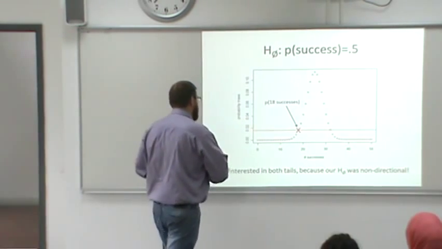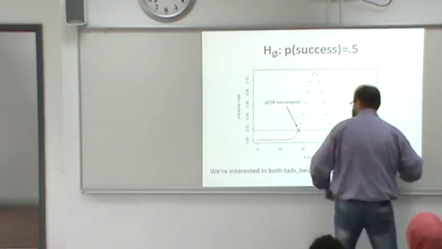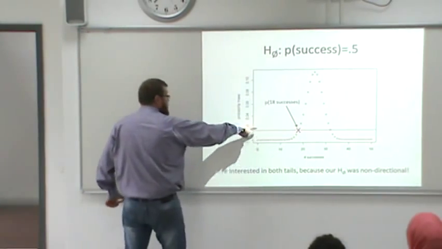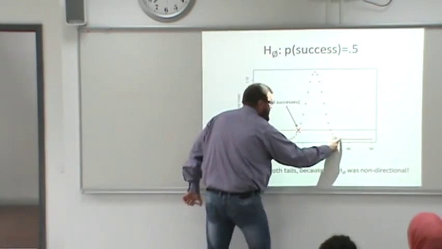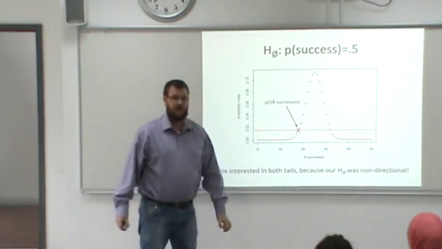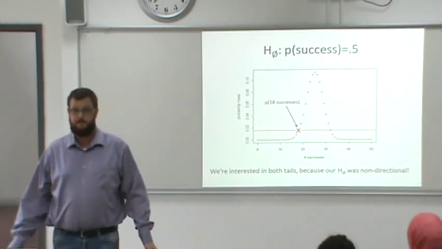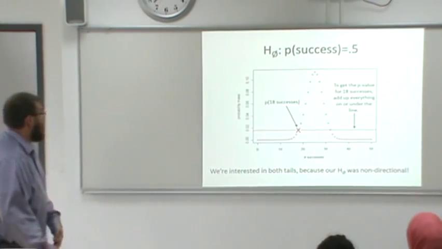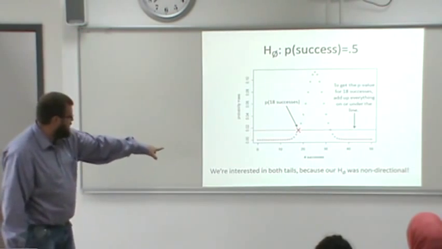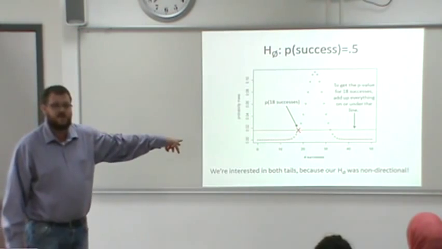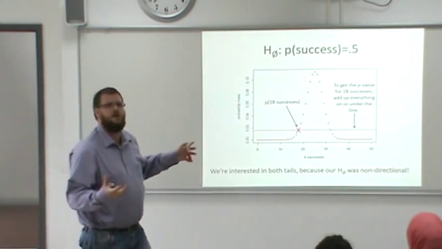20, 19, 18. So this is the probability of getting 18 successes, right? If we draw a line through this probability, we can add up basically all of the probabilities that are beneath that line to get the p-value. This is what we did on Friday, right? So we're just going to add up everything on or under the line. Now, we're interested in both tails because our null hypothesis was non-directional. What does that mean, non-directional?